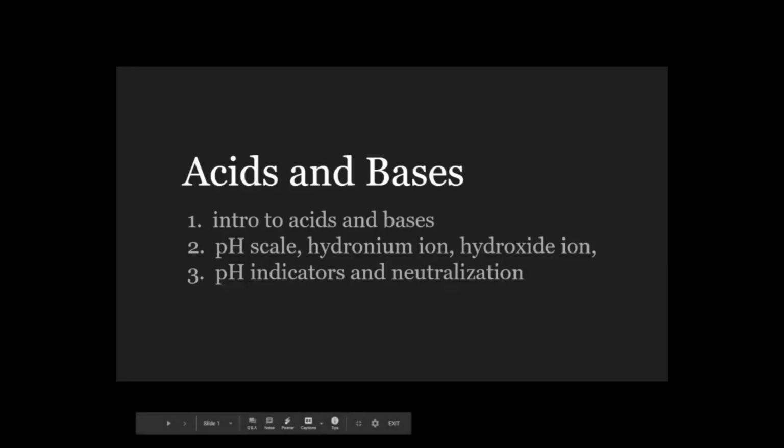Hi, chemistry students. We are going to be talking about acids and bases today, and that's what we're doing this week, acids and bases. I've got three parts to the lesson, so basically three lessons today.